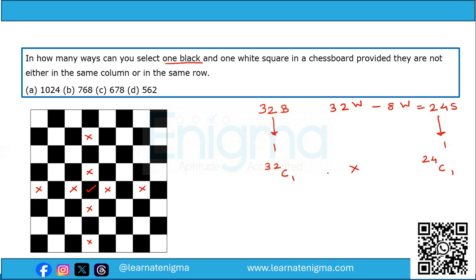So we have 32C1 into 24C1, and therefore it becomes 32 into 24. That is 768. So the answer is option B.